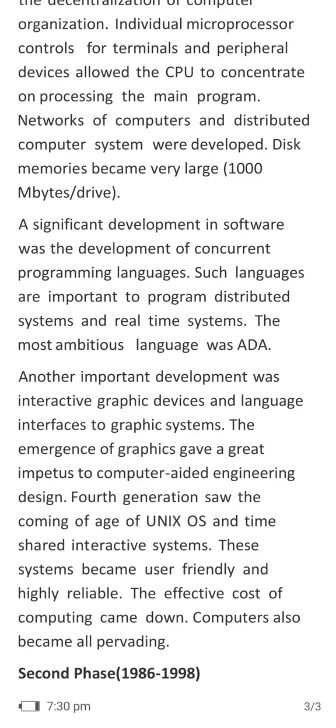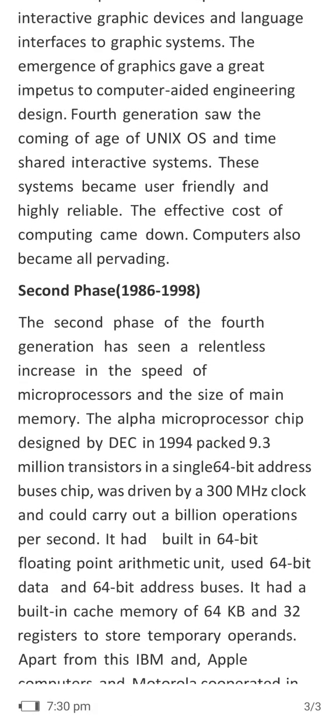The fourth generation saw the coming of age of the Unix operating system and time shared interactive systems. These systems became user friendly and highly reliable. The effective cost of computing came down, and computers also became all pervading. Thus, in the second phase, that is the period from 1986 to 1998, the second phase of the fourth generation saw an increase in the speed of microprocessors and the size of the main memory.